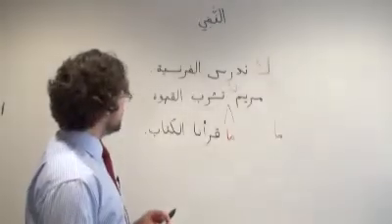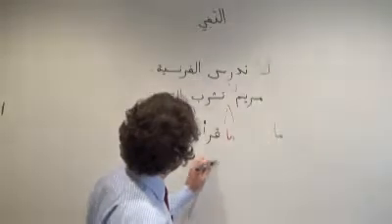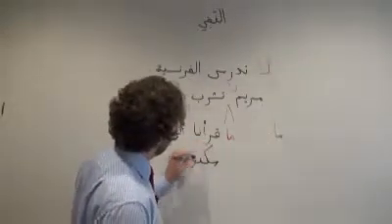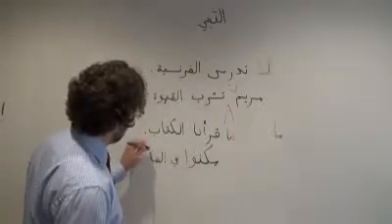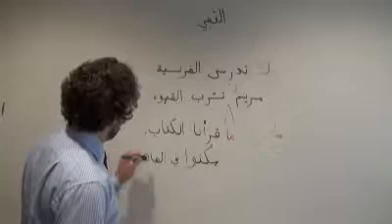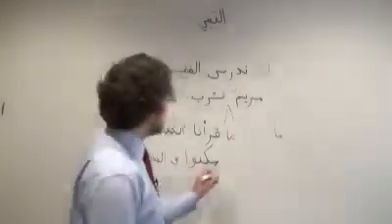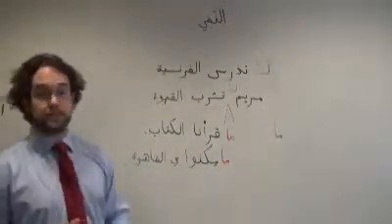Or they lived in Cairo. سكنوا في القاهرة. They lived in Cairo. All we need to do to negate it is put ma in the front.